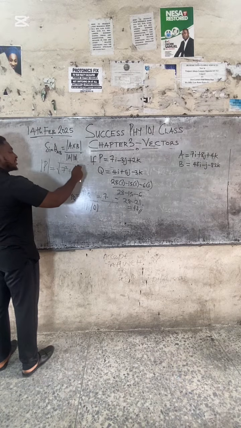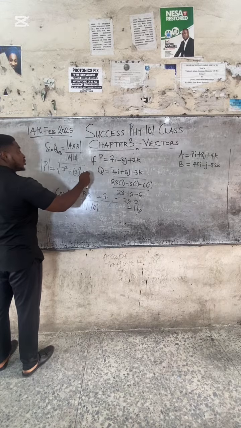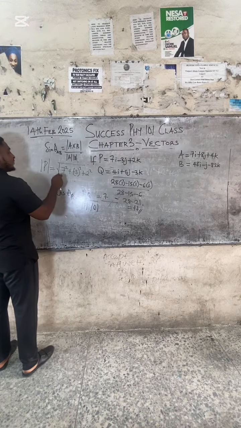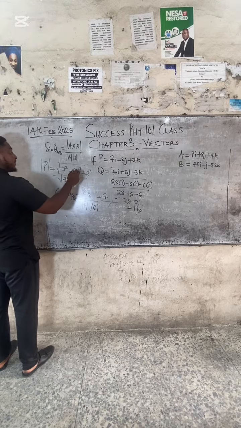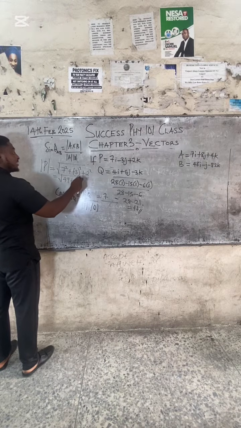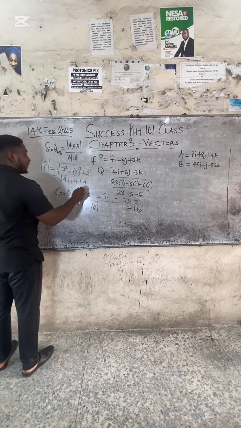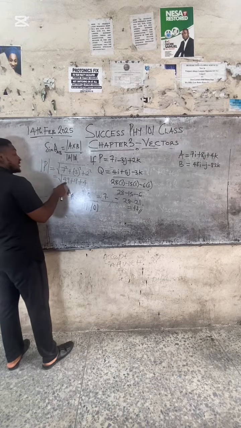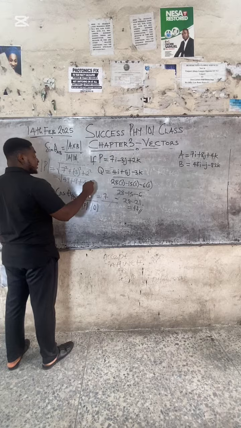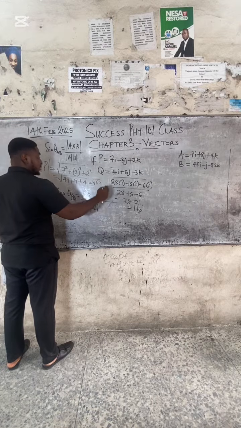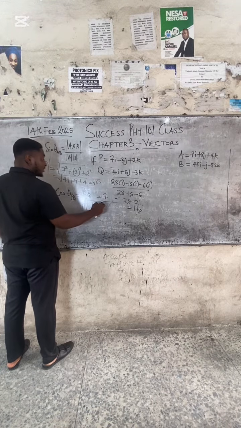Minus 3, square it, and take plus 2, square it. 7 square is 49, because 7 times 7 is 49. Minus 3 times minus 3 is 9. 2 square is 4. 49 plus 9 is 58, plus 4 is 62. Root 62. So the magnitude of P is root 62.